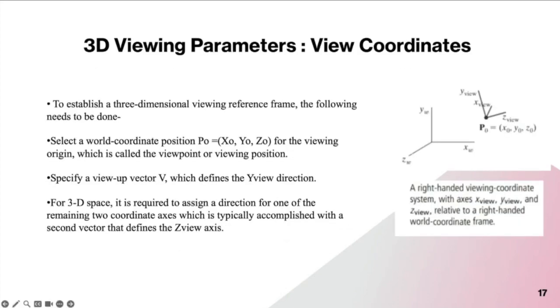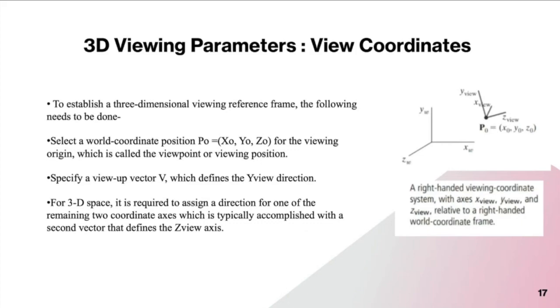Talking about the view coordinates in 3D parameters, to establish a three-dimensional viewing reference frame, the following need to be done: position the world coordinates P0, like x, y, and z, for the viewing origin, which is called the viewpoint or the viewing position. Specify a view-up vector V, which defines the y-view direction.